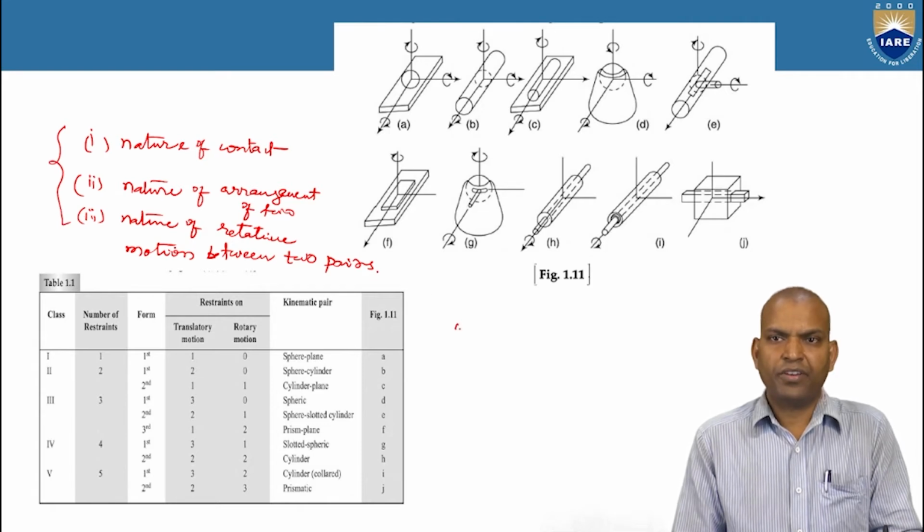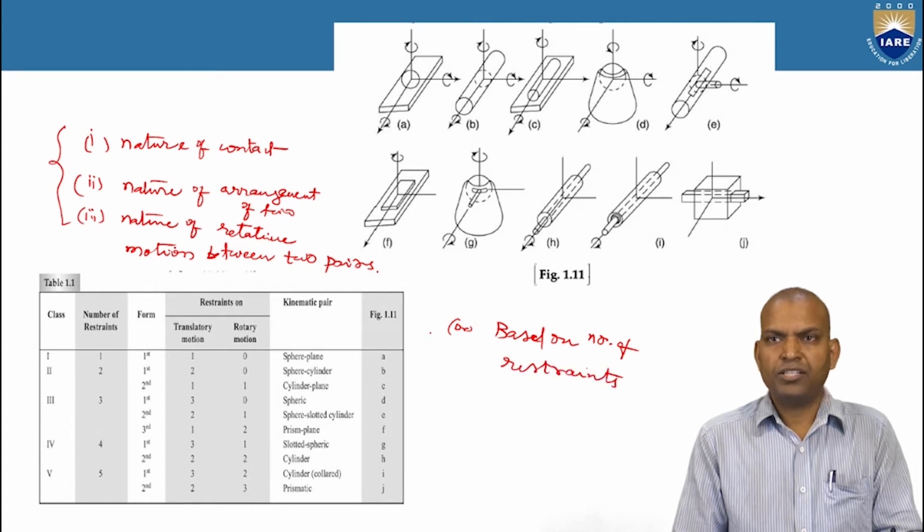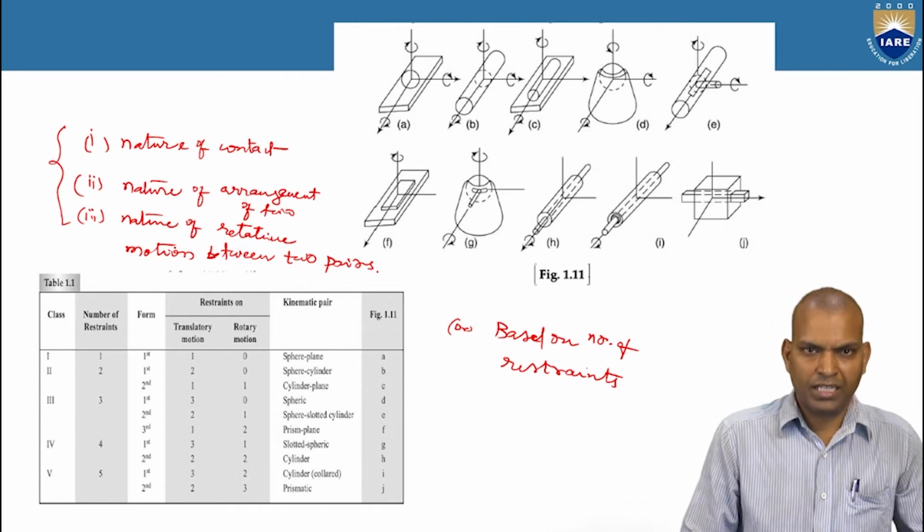The other way of giving the answer is based on the number of restraints. So based on the number of restraints, we can explain class 1, class 2, class 3, class 4.